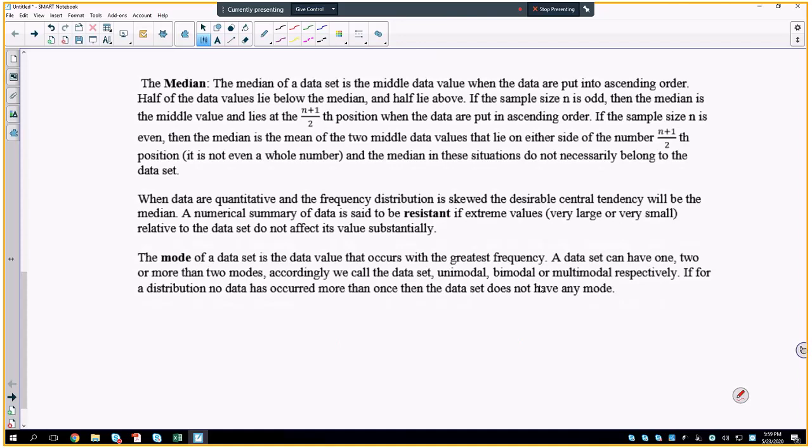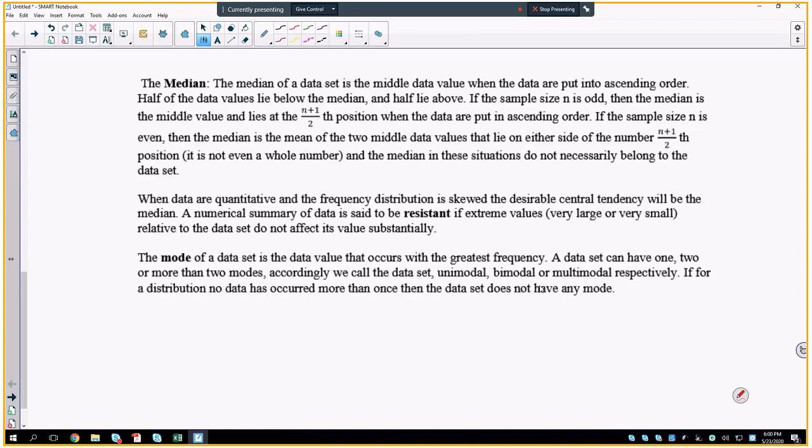If the sample size is odd, if you have an odd number of things, then the median is the middle value, and it lies at the (n+1)/2th position when the data are put in ascending order. If the sample size is even, then the median is the mean of the two middle data values that lie on either side of the (n+1)/2th position. If it is not even, the (n+1)/2th position is not a whole number, and the median in these situations doesn't necessarily belong to the data set. So that's also important to remember. Your median doesn't have to be in your data set.